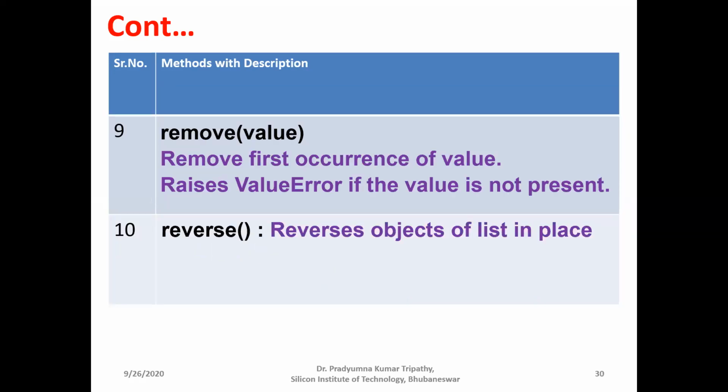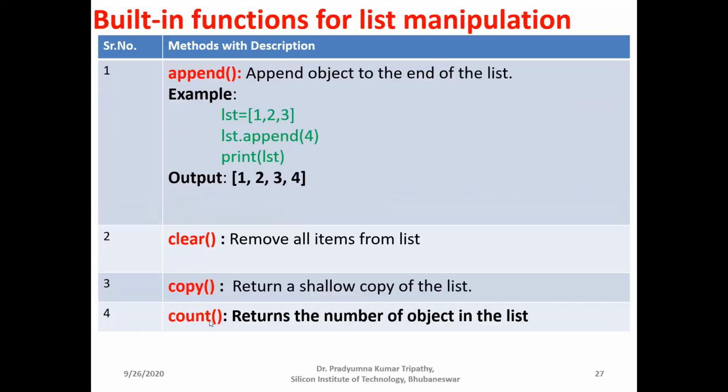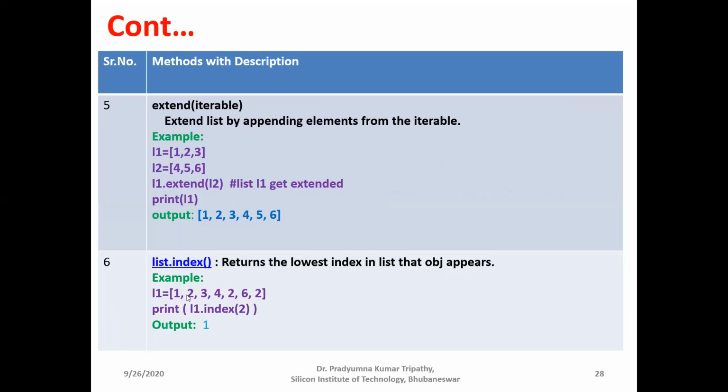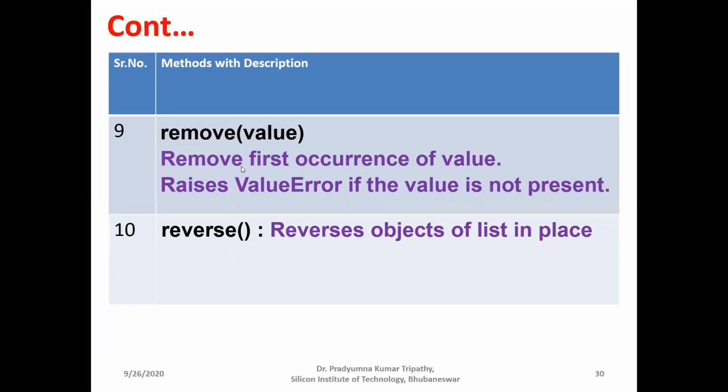We have a remove function, which removes the first occurrence of a value. If I give a value, wherever it is found, it will be removed. Just look over here, there are multiple occurrences of 2 and it takes the lowest index. Similarly, when I use remove of 2, where 2 may be there multiple times, the first occurrence will be removed from the list. And if the value isn't present in the list, it will definitely give an error.